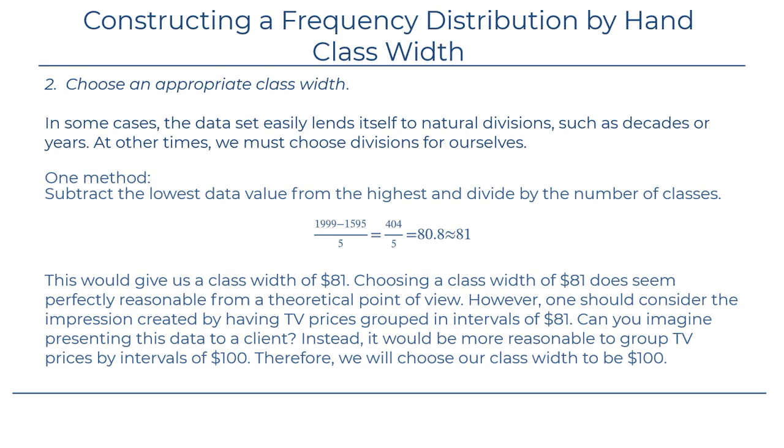But using a class width of 81 really doesn't make sense because I would have to start at 1595 and then add 81 to that, and then add 81 to that value, and then add 81 and so forth. So instead, it makes more sense to use a class width of 100. So 1500 to 1599, 1600 to 1699, and so forth.